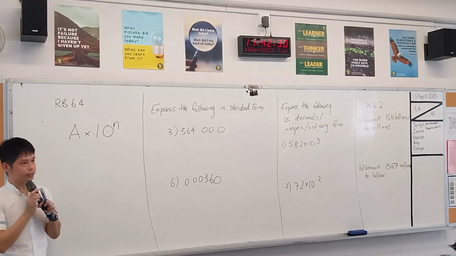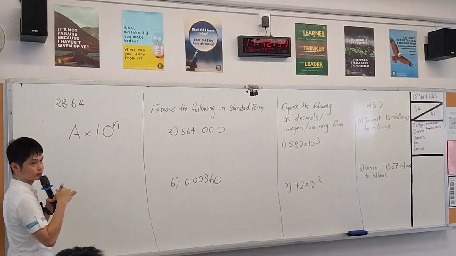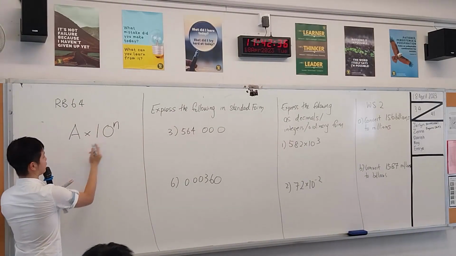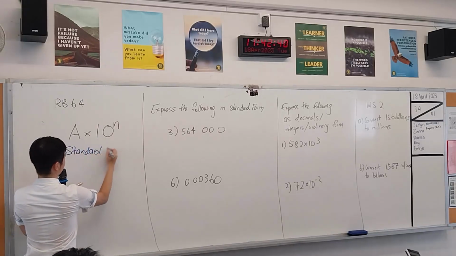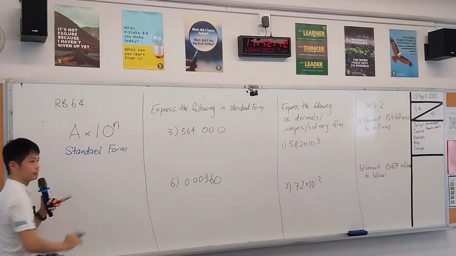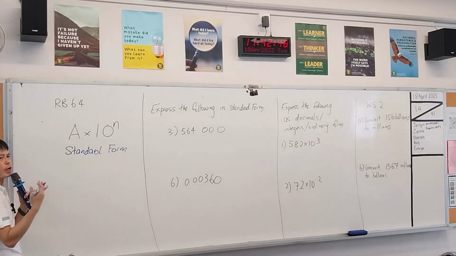Okay, now, in today's lesson, we are going to talk about standard form. Now, the standard form will look like this: A multiplied by 10 to the power of n. And this is what we call standard form. It is used very often in science. All right? So now, the question, of course, is what is A?